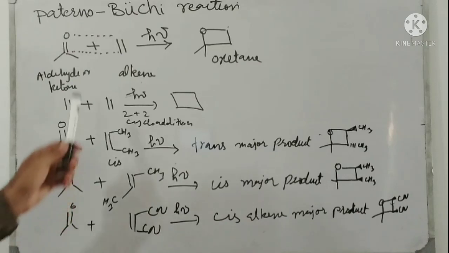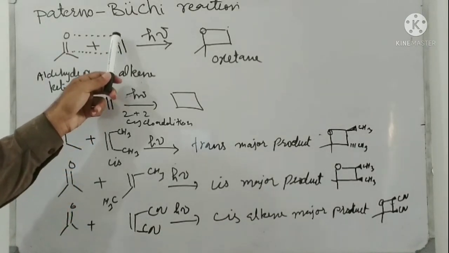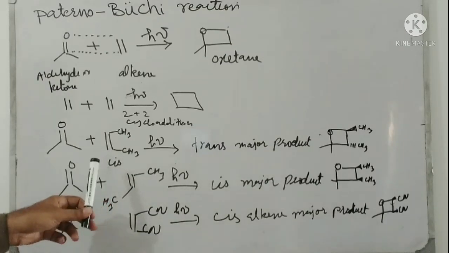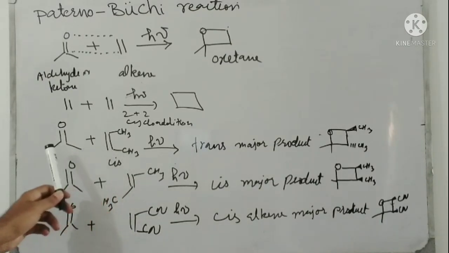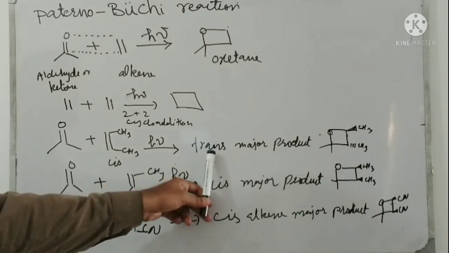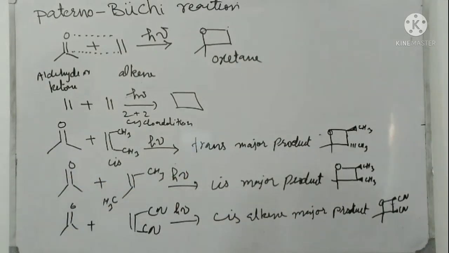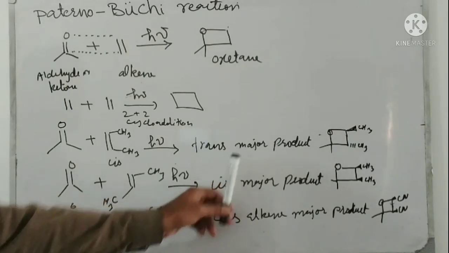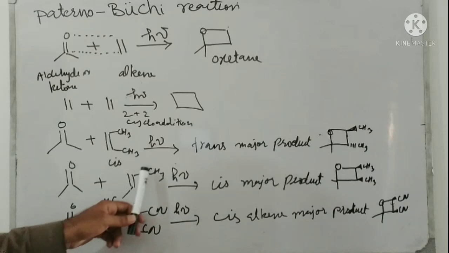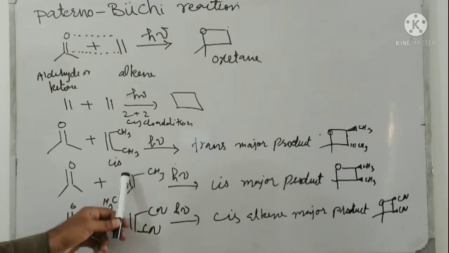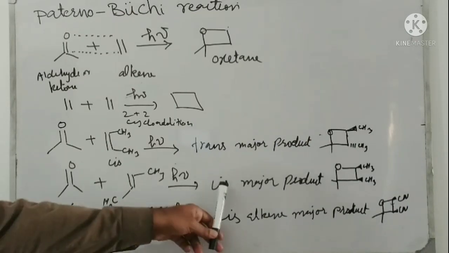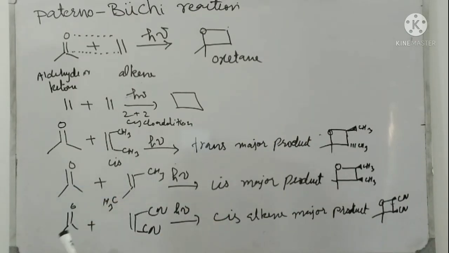When we use a substituted alkene, for example this cis alkene, and it reacts with this ketone, the product is trans. Trans is the major product here, whereas the cis is the minor. When the alkene is trans, here these two methyl groups are electron donating groups through their positive inductive effect. So the product is here, the cis is the major product.